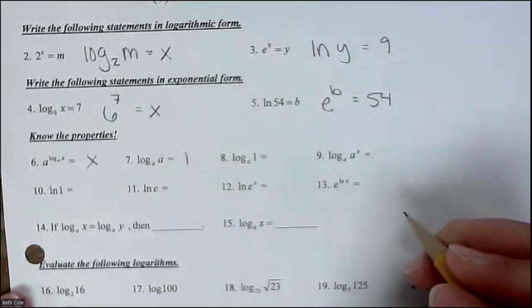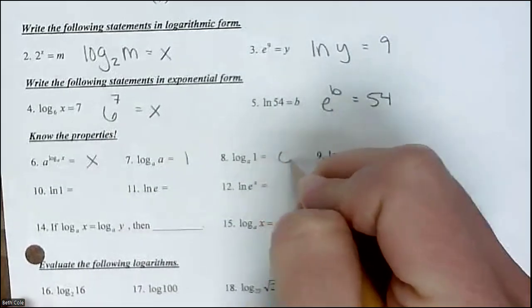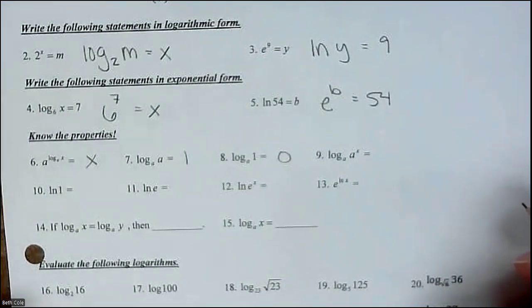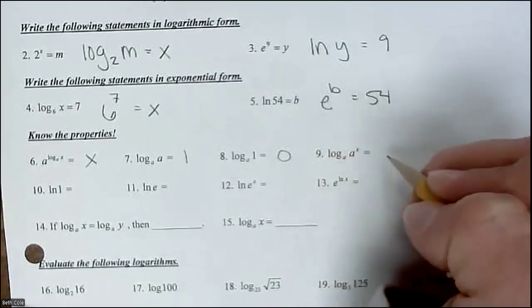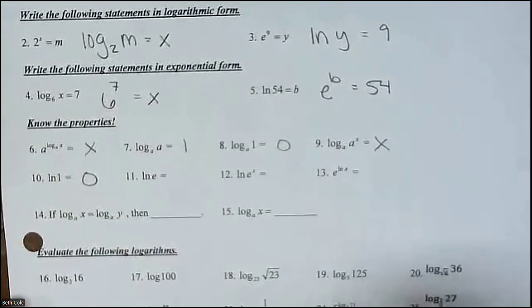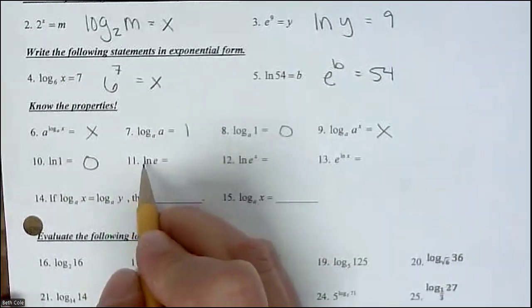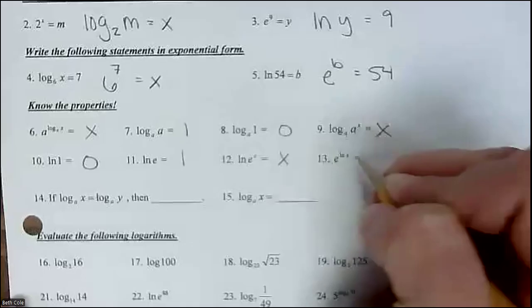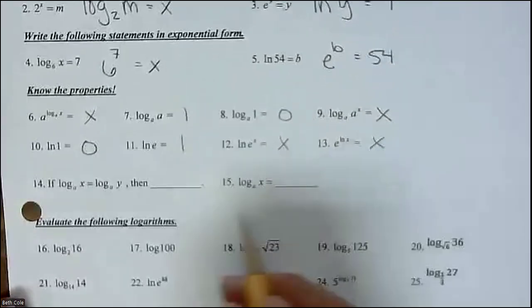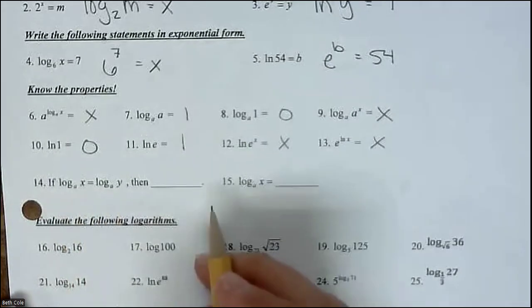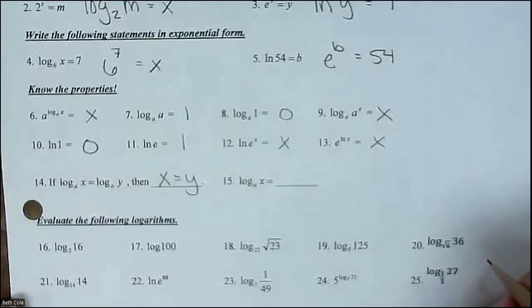All right, so this one would be, what do you think? 1, 10's not an option. This one would be 0. A to anything to the 0 power gives you 1. This one, the log base a, exponential base a cancels, so that's just x. E to the 0 power is 1, so that one's 0. ln and e cancel, so 1, or you could think of it like e to the power 1 equals e. This one's x, and ln and e cancel, that one's x. If log base a of x equals log base a of y, then x equals y.